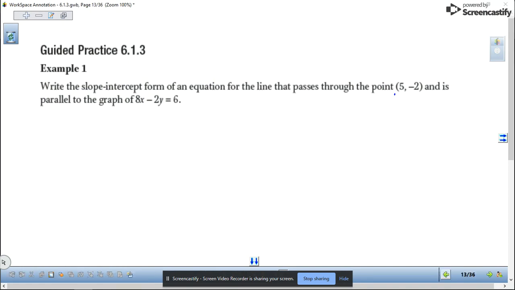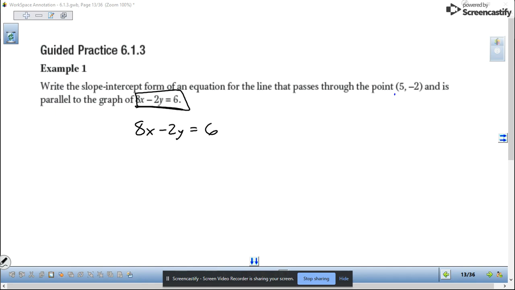All right, write the slope. Write the slope-intercept form of an equation for the line that passes through the point (5, -2) and is parallel to the graph given here. So the first thing that I want to do is get this right here in slope-intercept form. So 8x minus 2y equals 6.